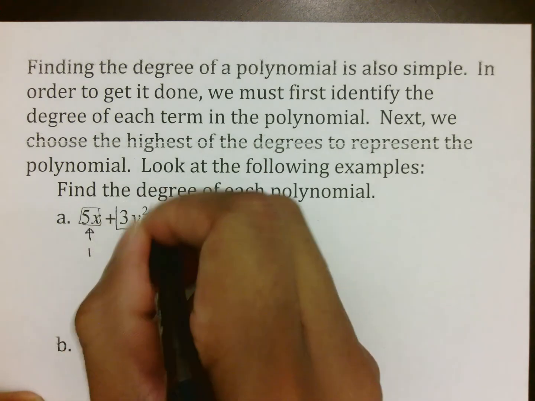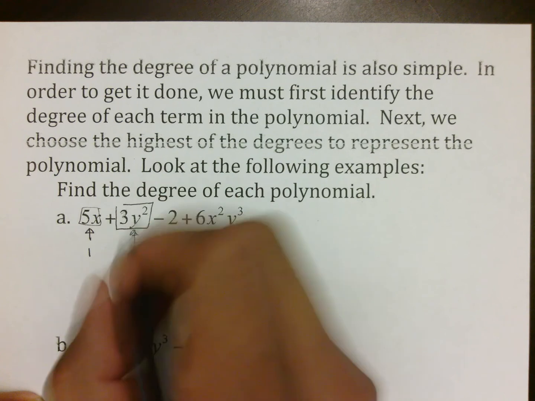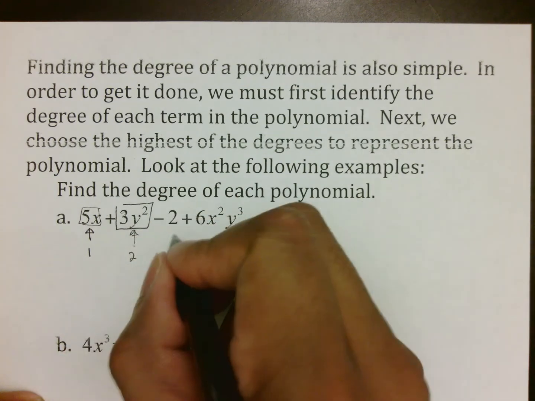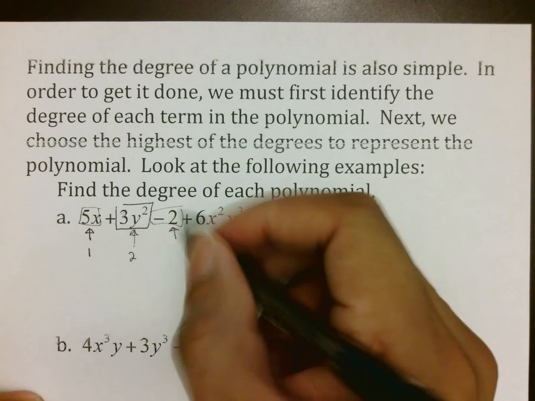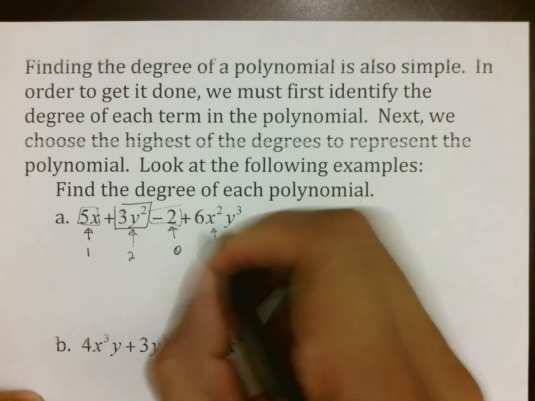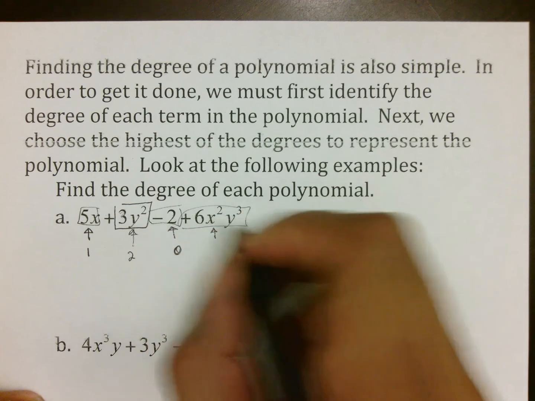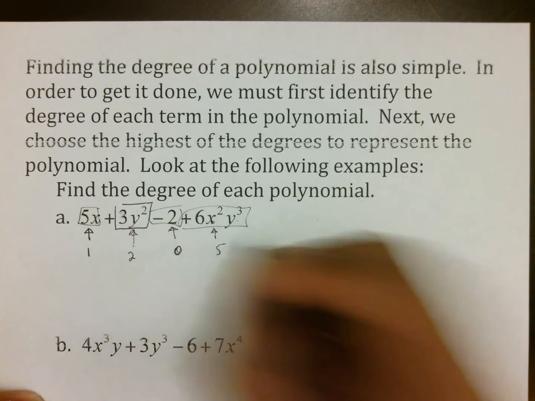Then you look at your next term. Again, ignore that part. Here we have 2 y's attached, which makes the degree of this one 2. Looking at this term, don't forget it's a negative 2. There are no variables attached. That means the degree of this one is 0. And then looking at this term, you recognize that there are 2 x's and 3 y's, making the degree 5.